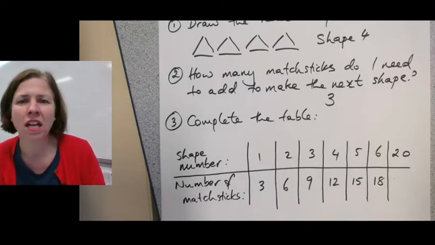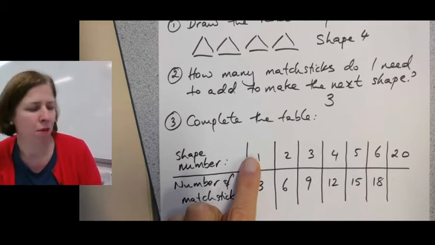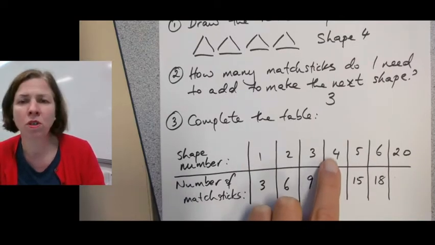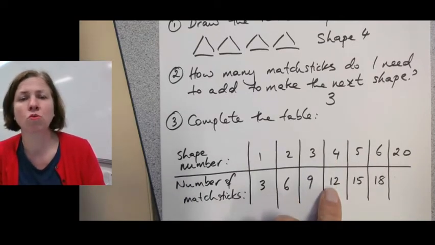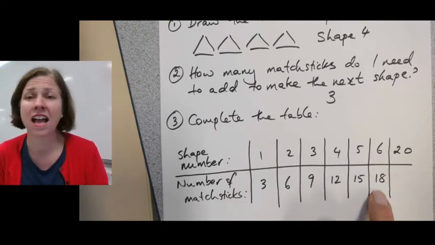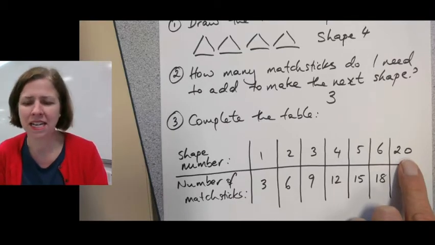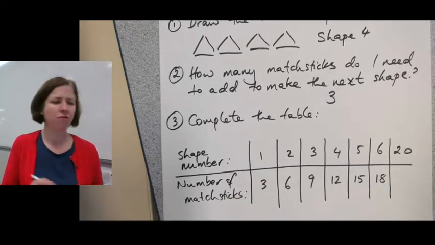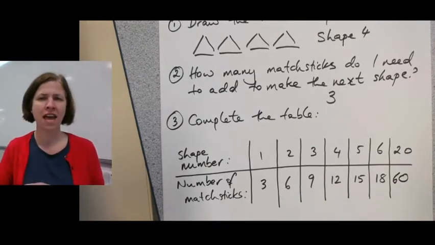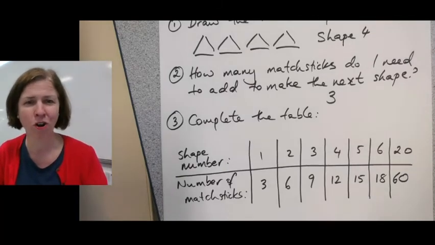But the other way I can look at it is if I take this number and multiply it by 3, I get this number. Like here, shape number 4 times 3 has 12 matchsticks. Shape number 6 times 3 has 18 matchsticks. So how am I going to work out shape number 20? I'm going to multiply it by 3 to get 60. So you should also have had an answer of 60 there. Okay, I've got another question for you. Hold tight.